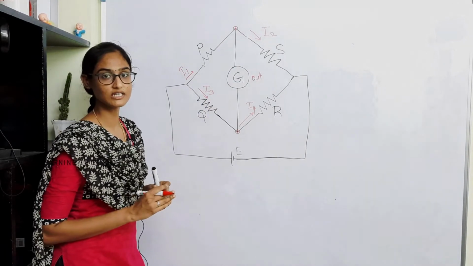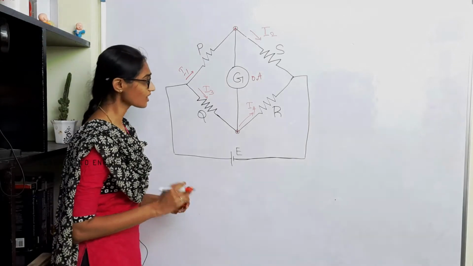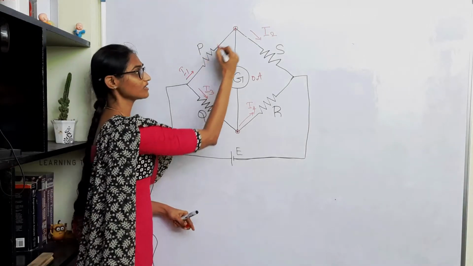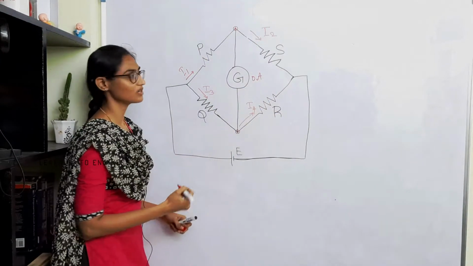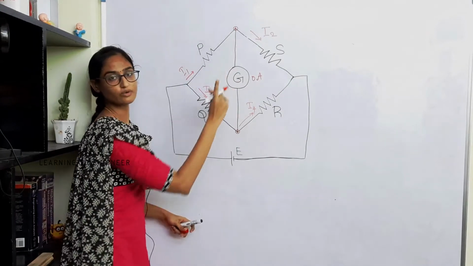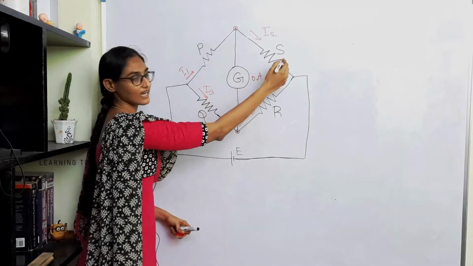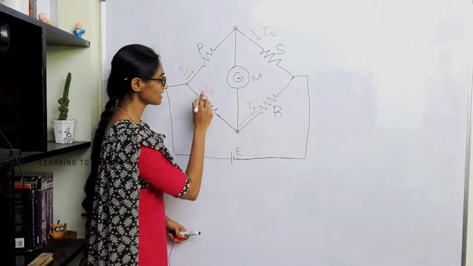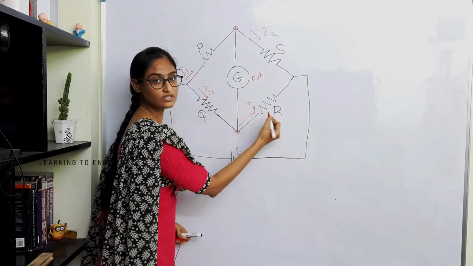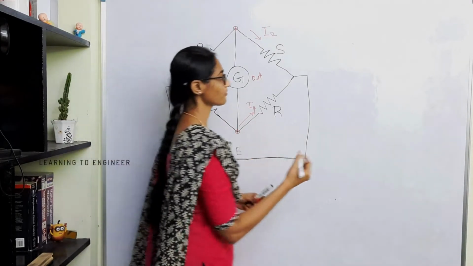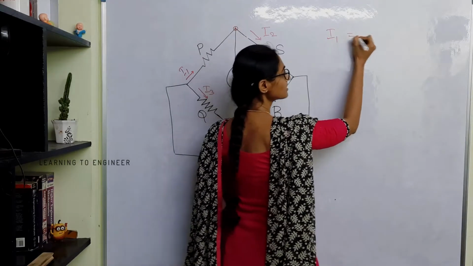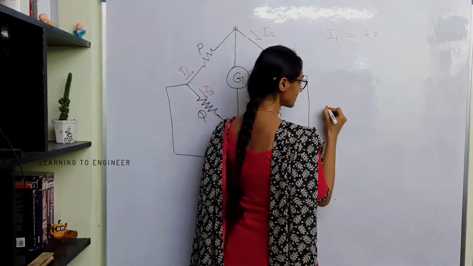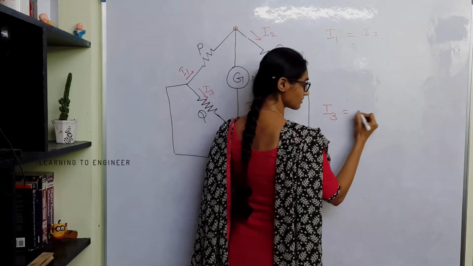At null balance condition, you have to know that the current I1 will be same as the current I2, because there is no way for this current to branch out. So P and S will be in series. Similarly, this current I3 flows into the unknown resistance. Therefore, I1 will be same as I2, and then I3 will be same as I4.